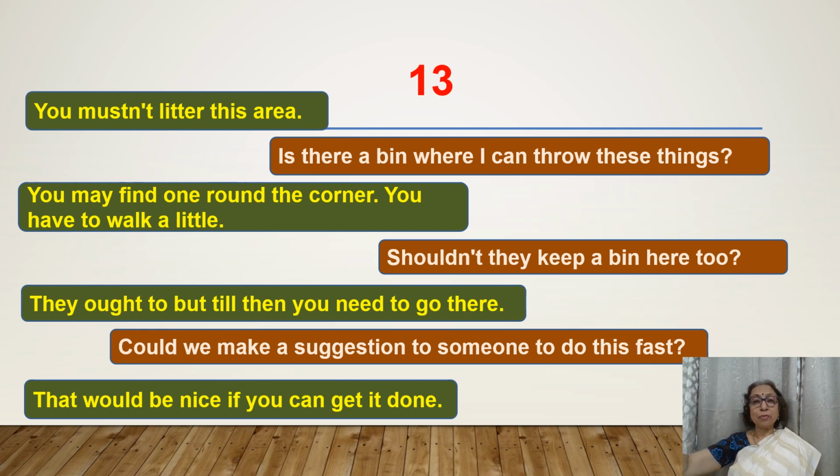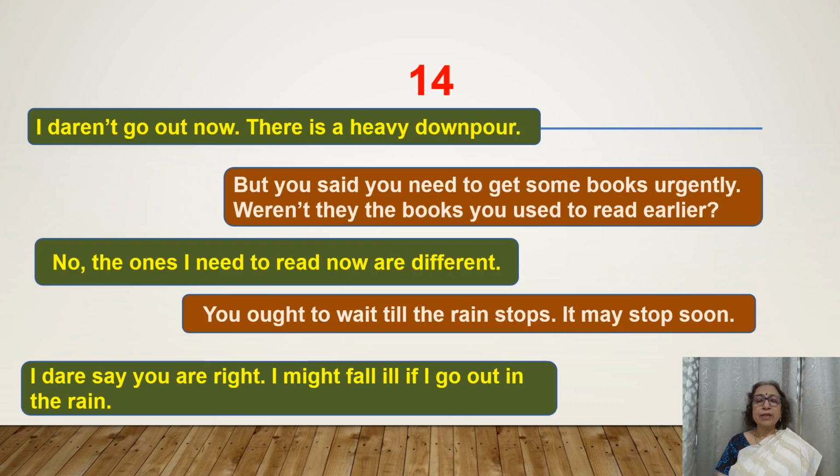So somebody is throwing paper on the road, you can use a conversation like this. You're not supposed to throw it here. And then what suggestion you can give. Here is the last of our practice dialogues, simple dialogues with auxiliary verbs.